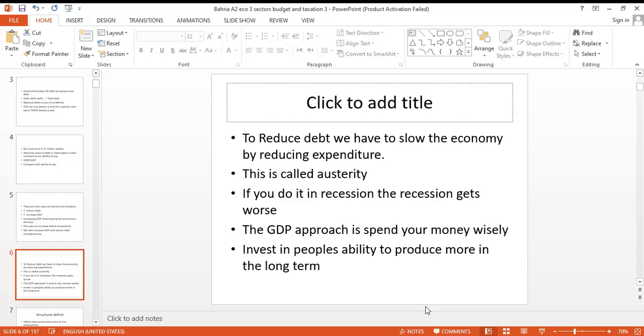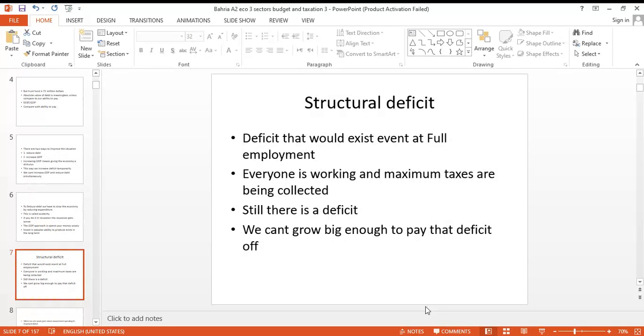Which is the better approach? I believe that the better approach will be to grow the GDP and ensure that the people are producing more. Their ability to produce more goes up.